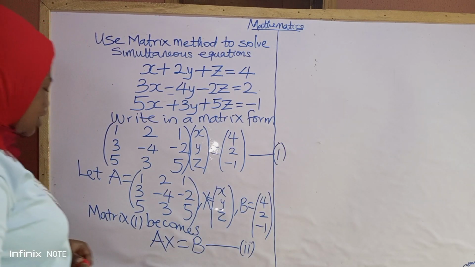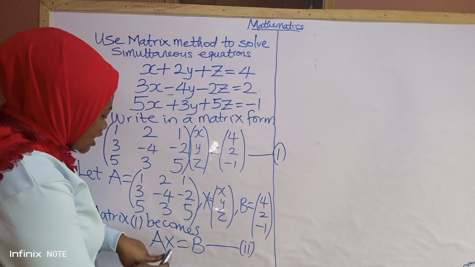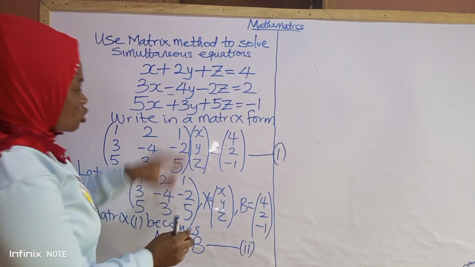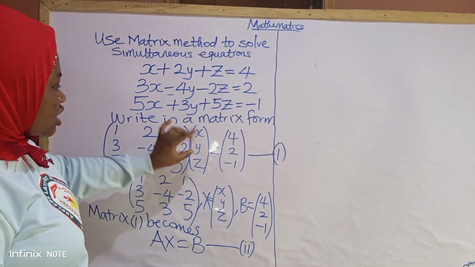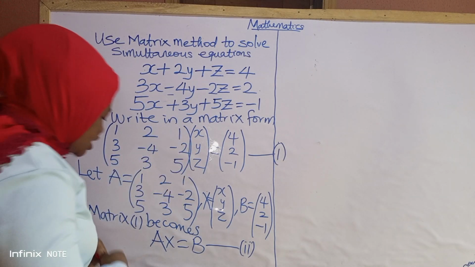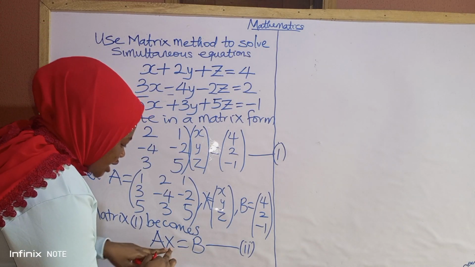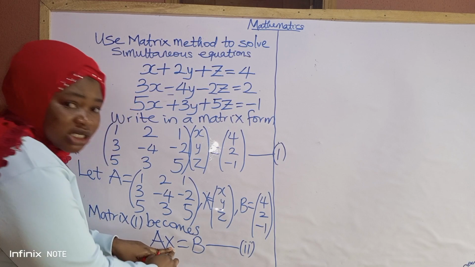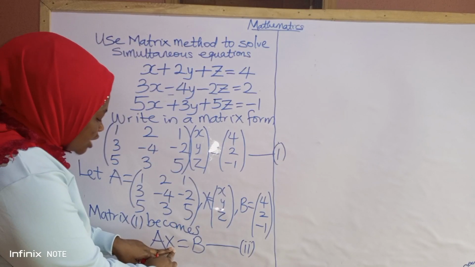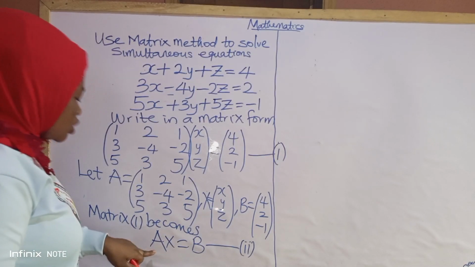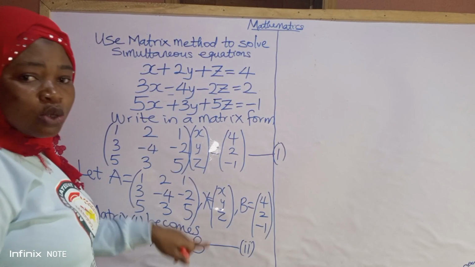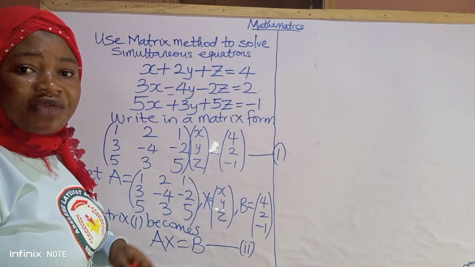Having done this, what we are interested in is this X. You just want to know the value of x, y, z. That means I need to isolate X. So I want to make X the subject of the formula now. How do I do that? I can only do that by multiplying both sides of equation 2 by the inverse of A.